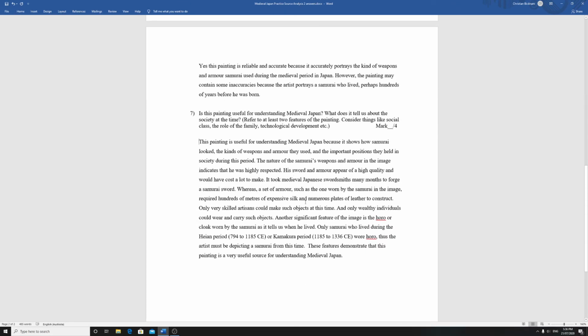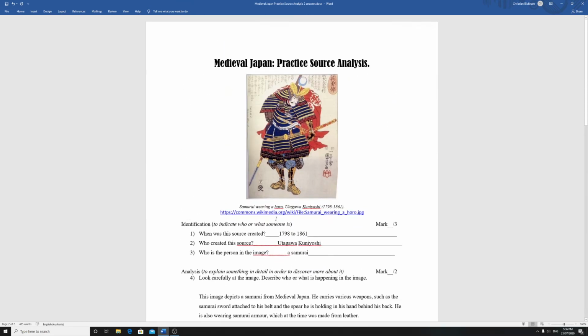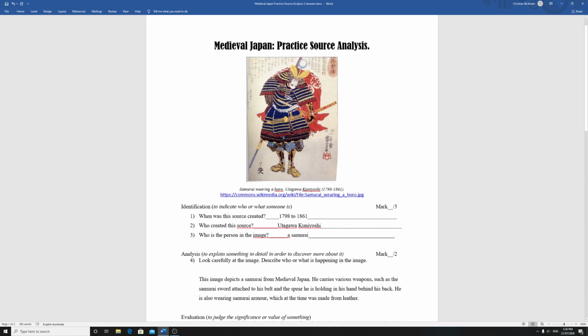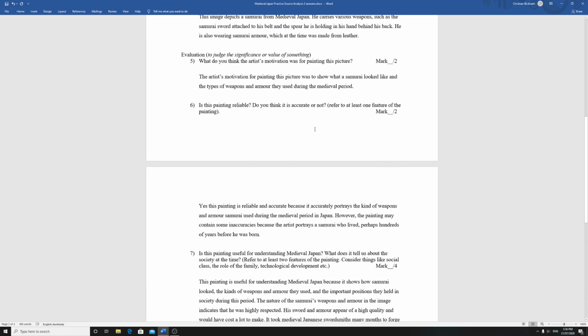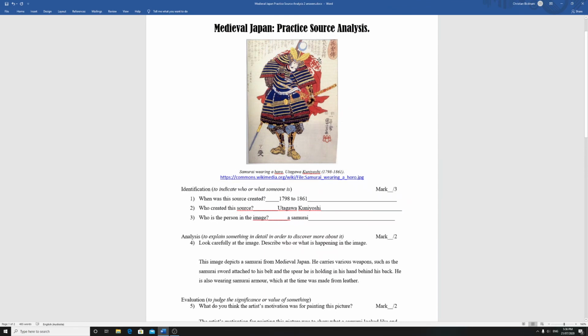So we go back down to here, whereas a set of armour such as the one worn by the samurai in the image required hundreds of metres of expensive silk and numerous plates of leather to construct. Only very skilled artisans could make such objects at this time, and only wealthy individuals could wear and carry such objects. So I've spoken in my response about a couple of the features in here. I've referred to the armour, I've referred to the sword, so that's two features there. I could refer to a lot of other things, and I do decide to refer to one more feature, and that is this cloak, because this actually tells us something very important about this samurai.